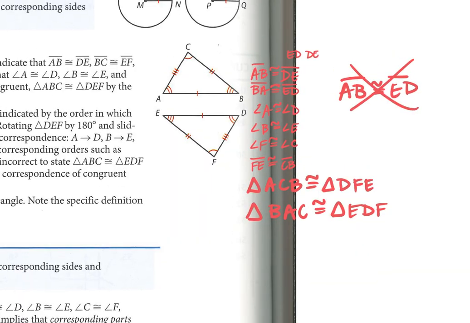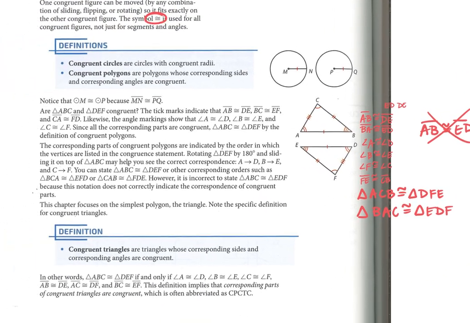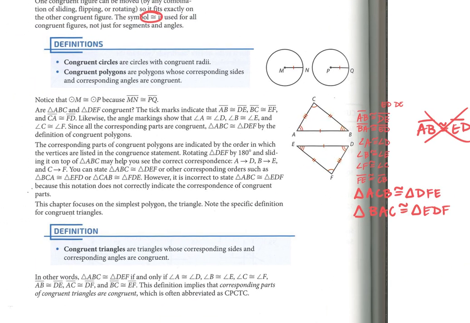All right. Now, this can be for any shape, like I said, which is why they have listed here congruent circles or just congruent polygons. We could be looking at a quadrilateral, a hexagon, heptagon, whatever. It doesn't matter. The same rule applies that we've got to look at the tick marks, look at the angle markings, and see what is congruent and what is not.